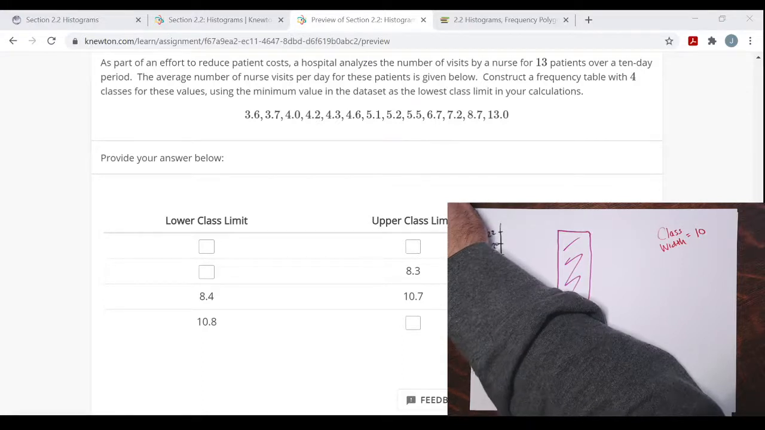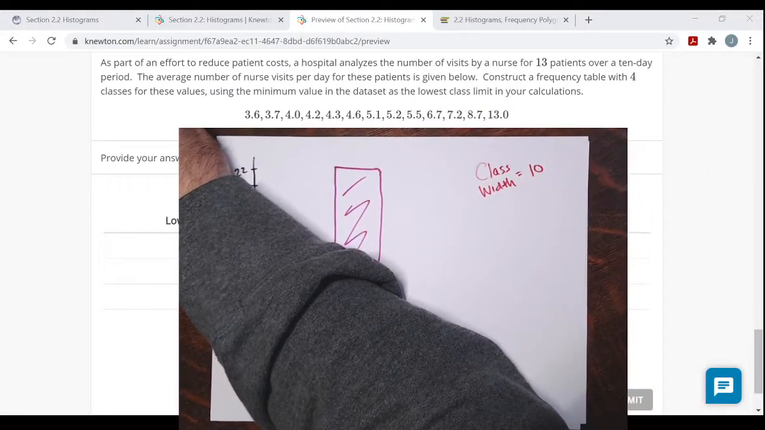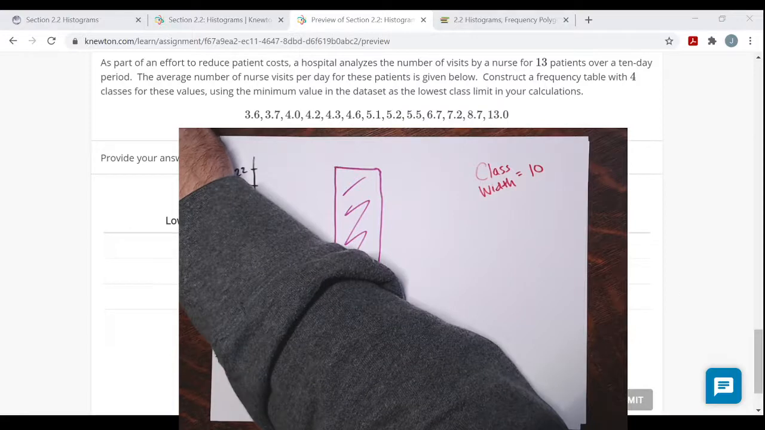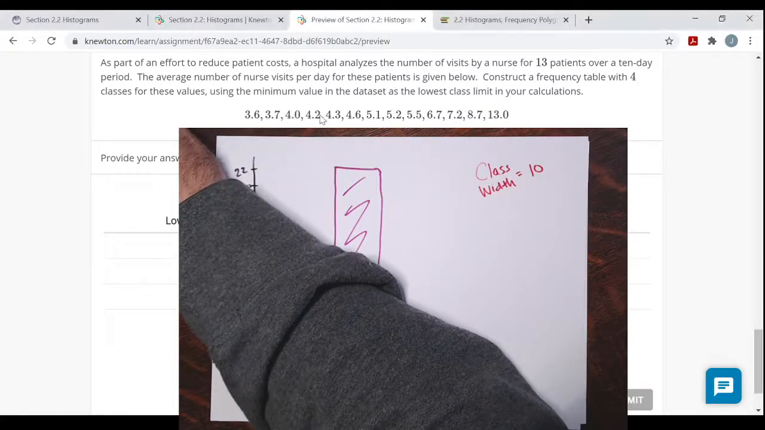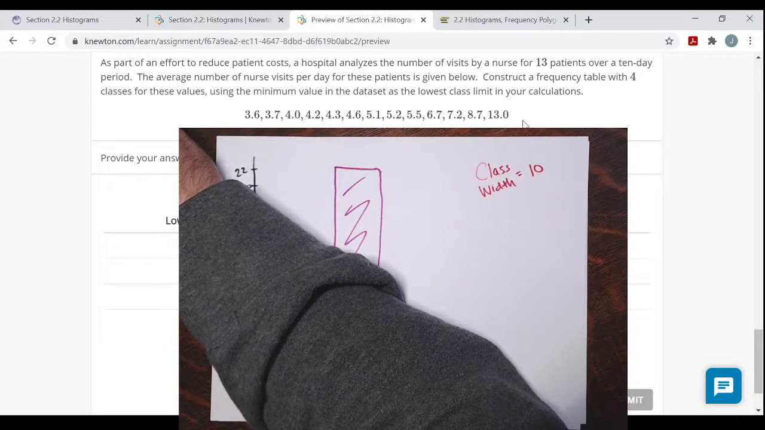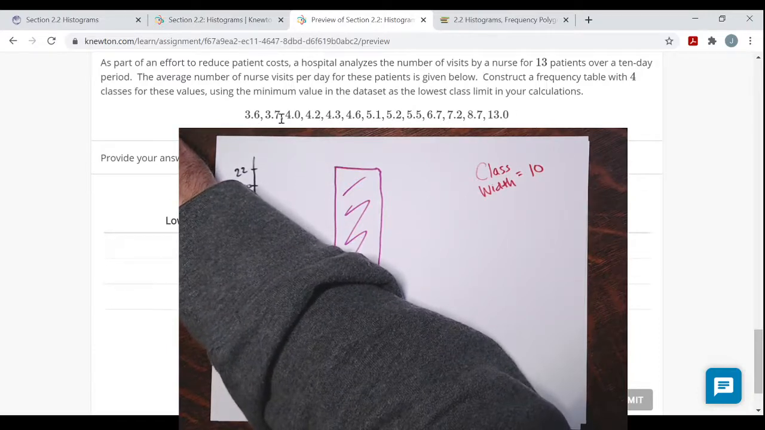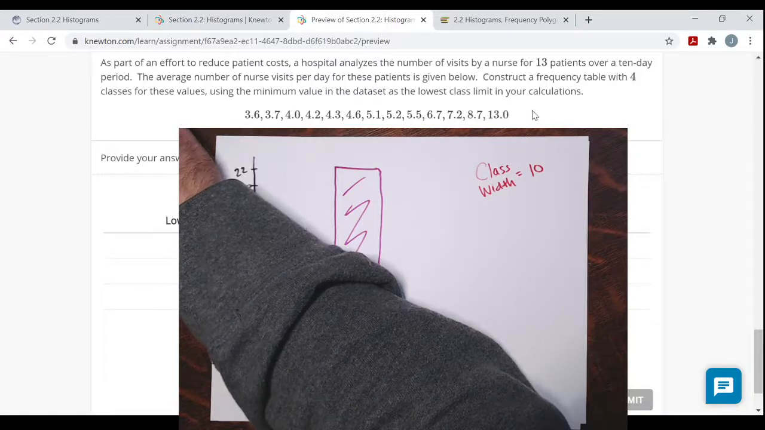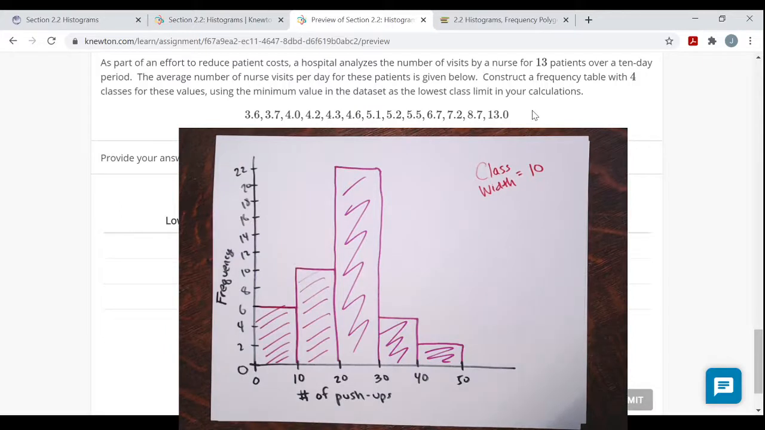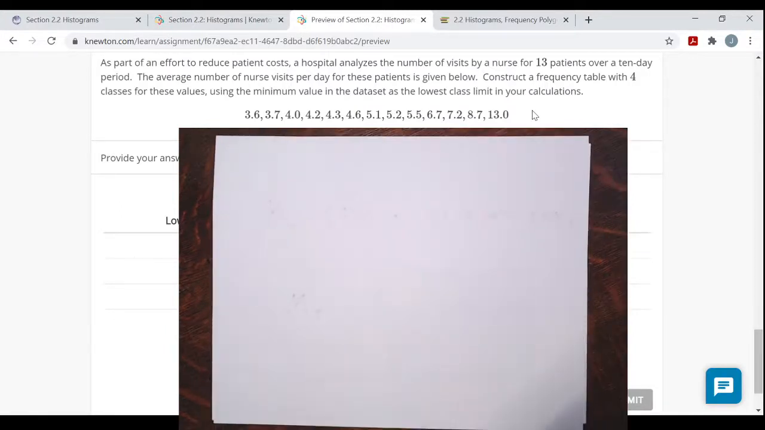Let me blow this up a bit. So there's the data, all these values, and they're being really nice here. You see how they've already arranged it from lowest to highest? That's great. You're going to want to do that, and you can do that on your calculator, but these are already arranged from lowest to highest.